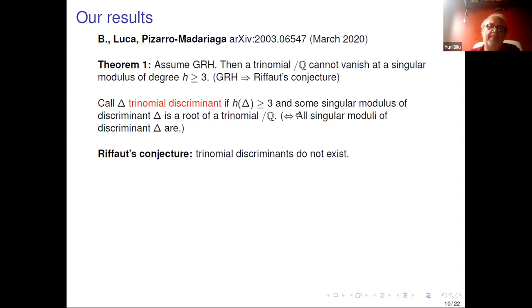To state our unconditional results, let us give some definitions. Let's call delta a trinomial discriminant if its class number is at least three and there is a singular modulus of discriminant delta which is the root of a trinomial. And of course, since they are all conjugate over Q, it's equivalent to saying that all singular moduli of this discriminant delta are roots of the same trinomial. So this is a trinomial discriminant. And Riffaut's conjecture simply tells us that these discriminants do not exist. So the rest of this talk will be dedicated to a potentially non-existent object. We will study many properties of this kind of chimeric object.